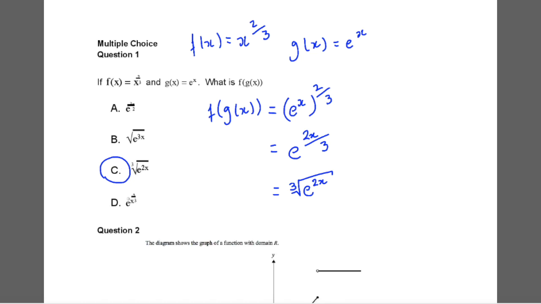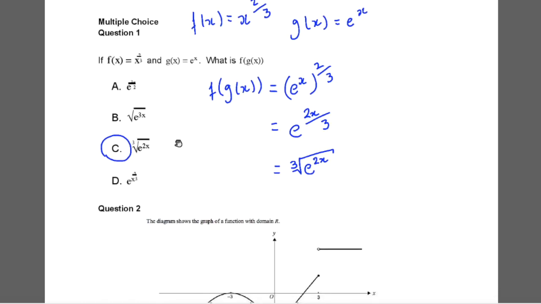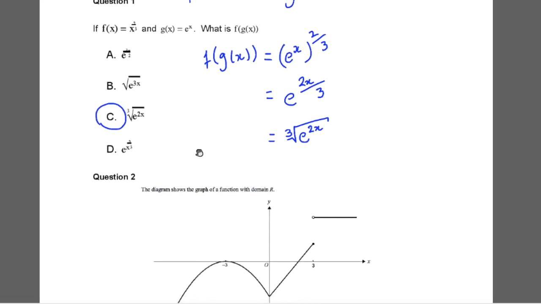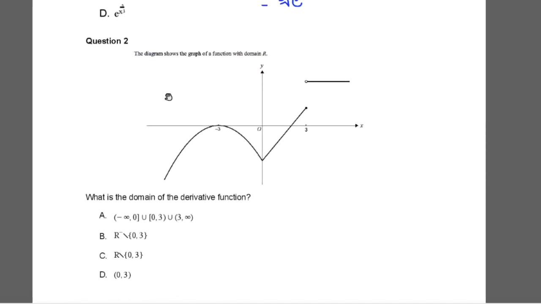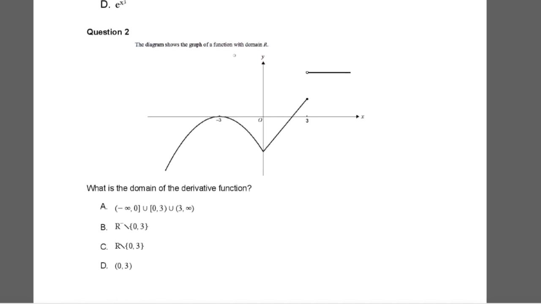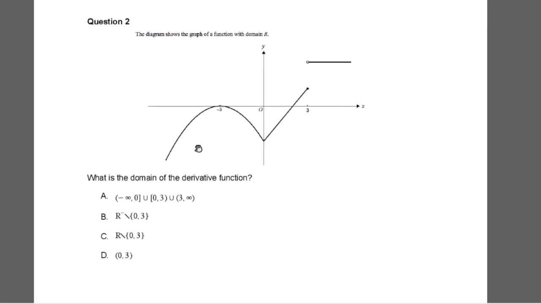Yeah, I can see that these ones are a bit tricky to read, but hopefully you can see that it's the cube root of e to the 2x. This is a VCE question. The diagram shows the graph of the function with domain R. What is the domain of the derivative function?